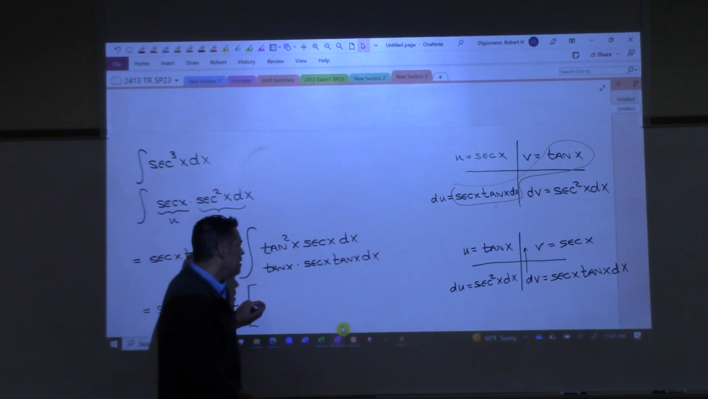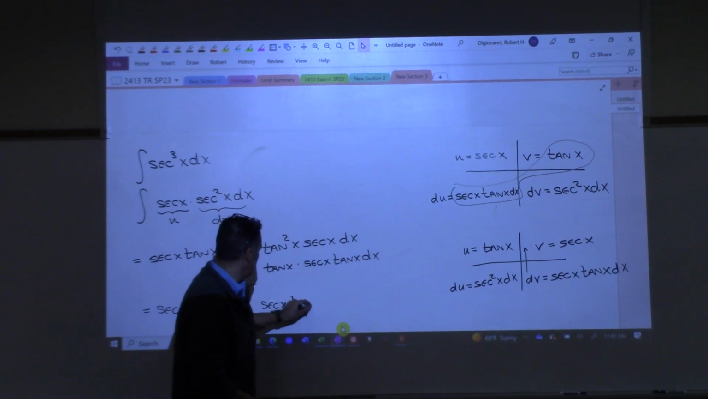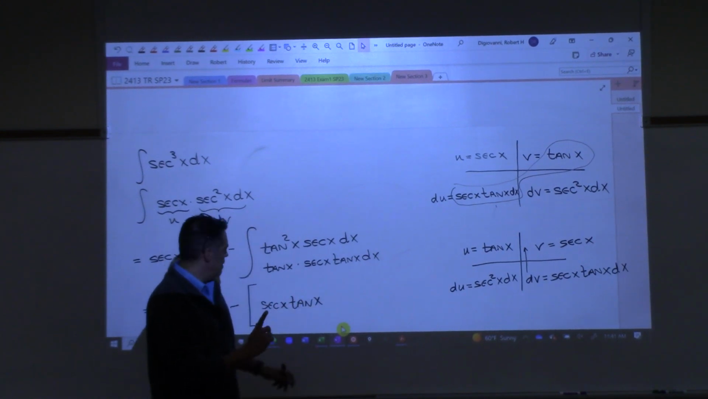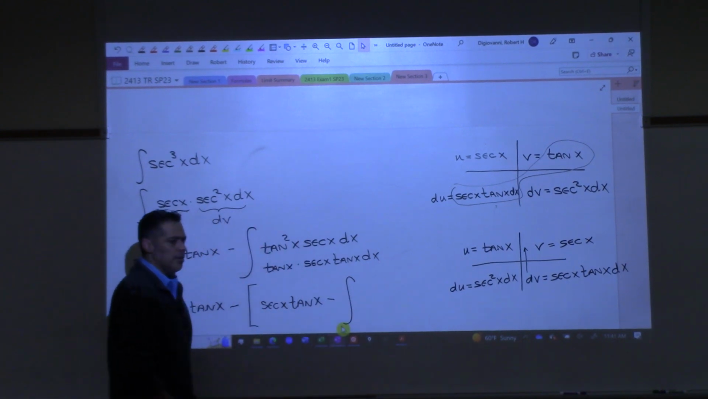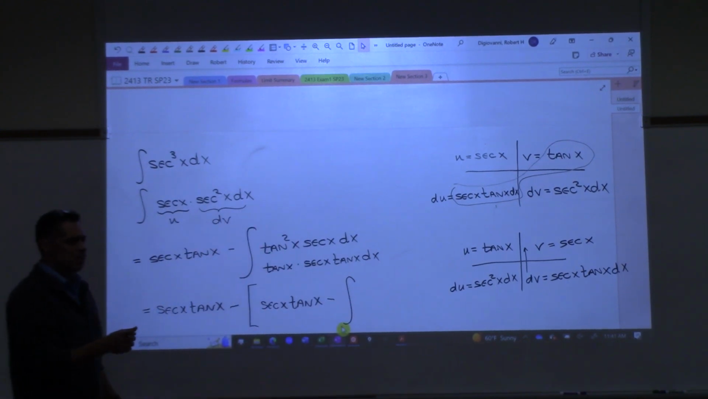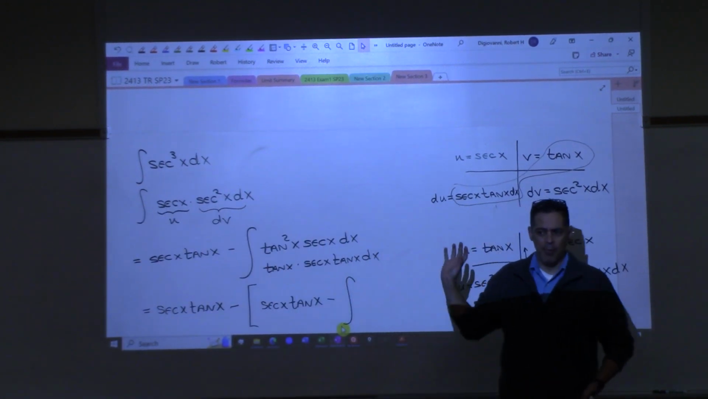Ultraviolet, so secant x, tangent x, right? Ultraviolet, minus the integral of voodoo. What's the integral of voodoo? Secant cubed, which is the original problem, isn't it? So maybe this is going to be that rabbit out of the hat problem where we can move it to the other side.